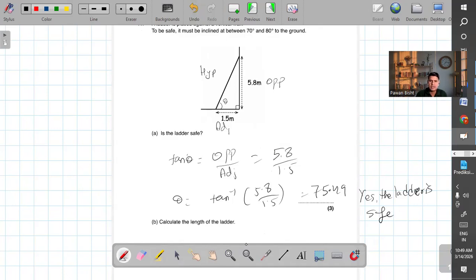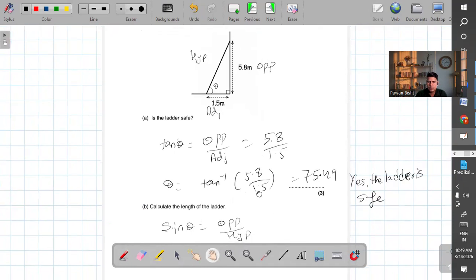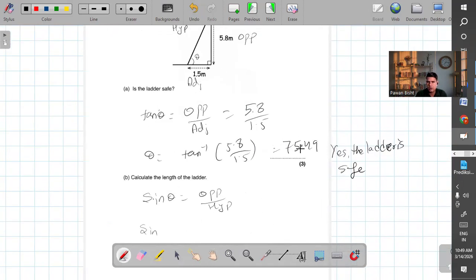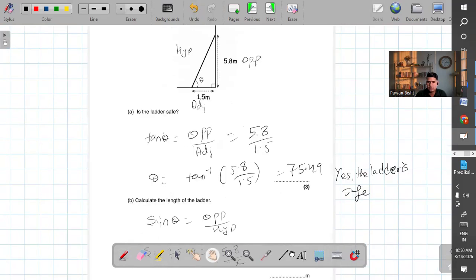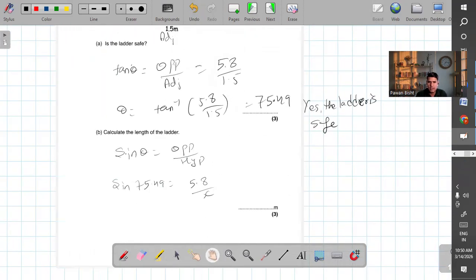Now we have to find the length of the ladder. To find the length of the ladder, we use sine. There are two ways to do it. Either you apply the Pythagoras theorem here or you use sine. So I use sine theta equals opposite over hypotenuse. Theta we already calculated as 75.49. Opposite is 5.8 and hypotenuse, let it be x. The length of the ladder is x meter. So we have to find x. So x will be 5.8 upon sine 75.49.